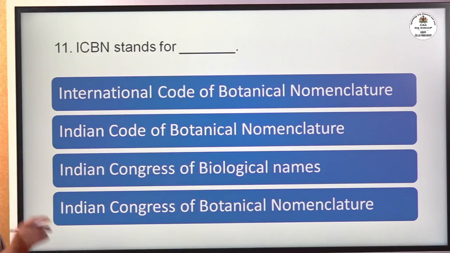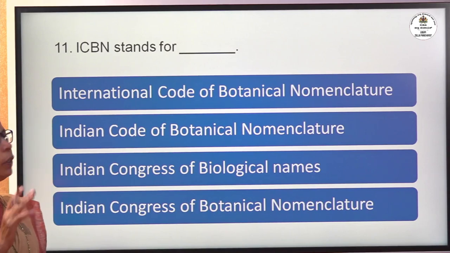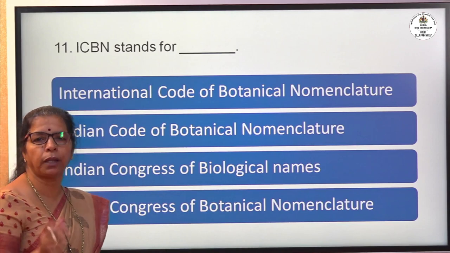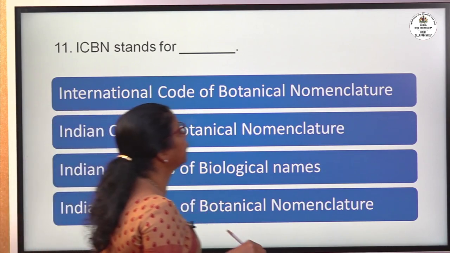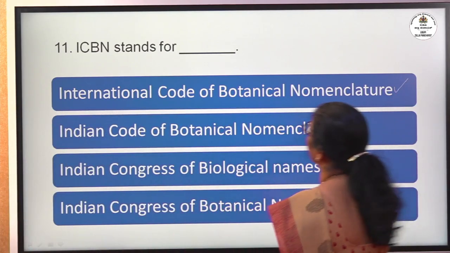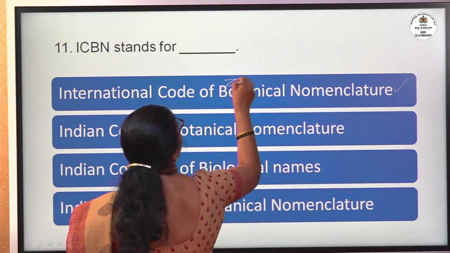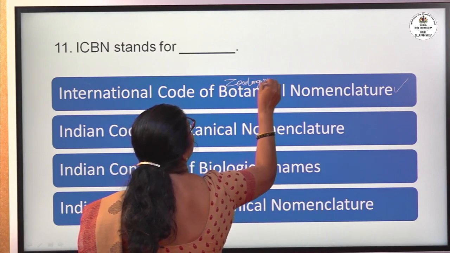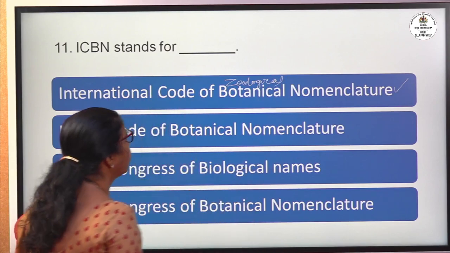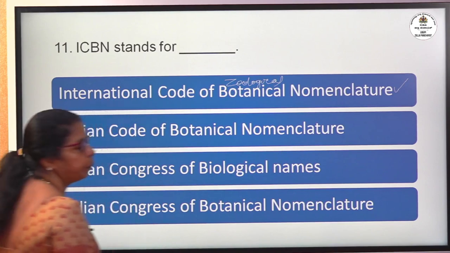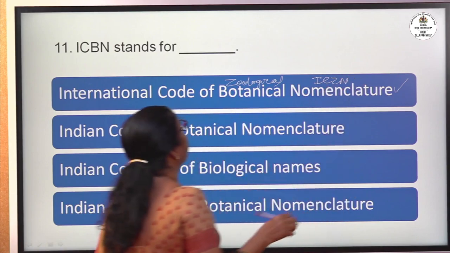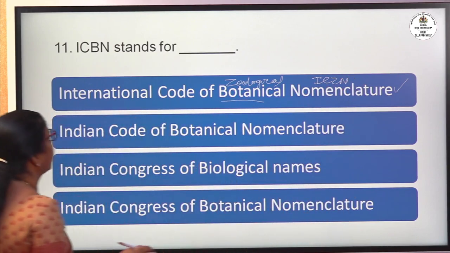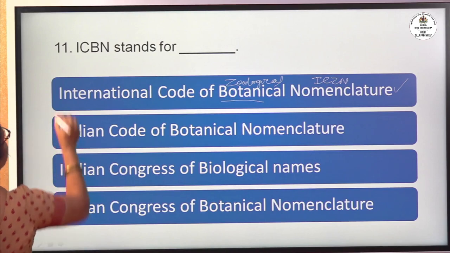ICBN, in order to write or give names for all these organisms. So first is identification, then classification, then naming. To give names, there is the International Code of Botanical Nomenclature for plants, and for animals there is the International Code of Zoological Nomenclature, that is ICZN, which is meant for giving names for animals, and for plants it is Botanical Nomenclature. So this is the correct option.